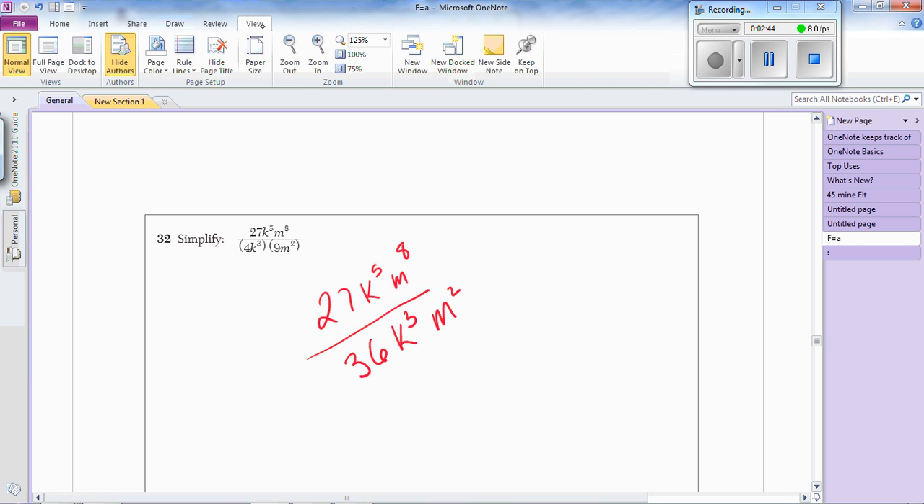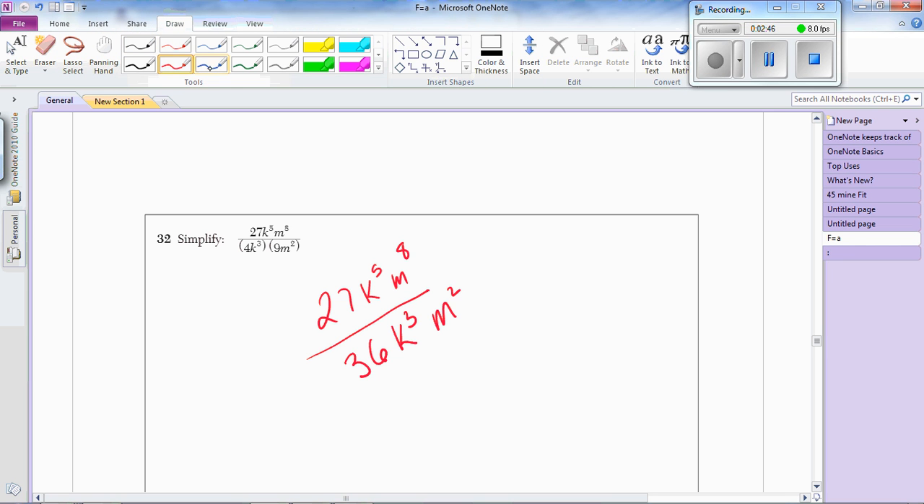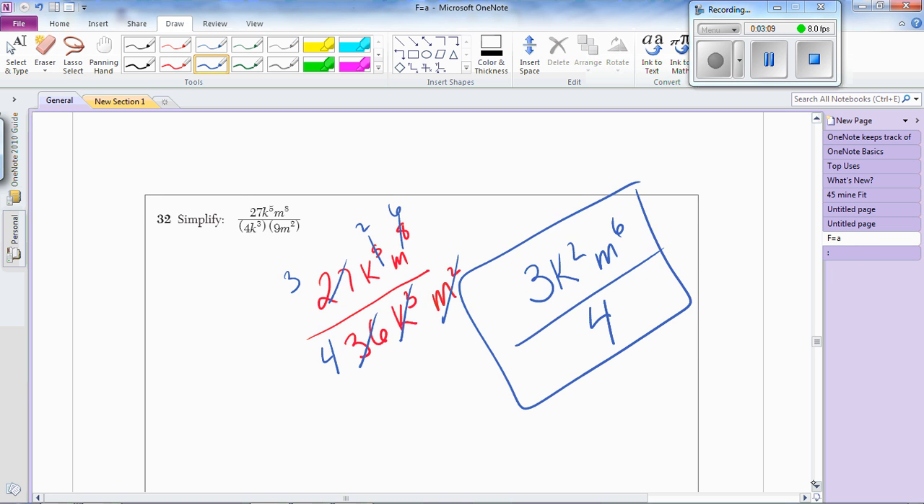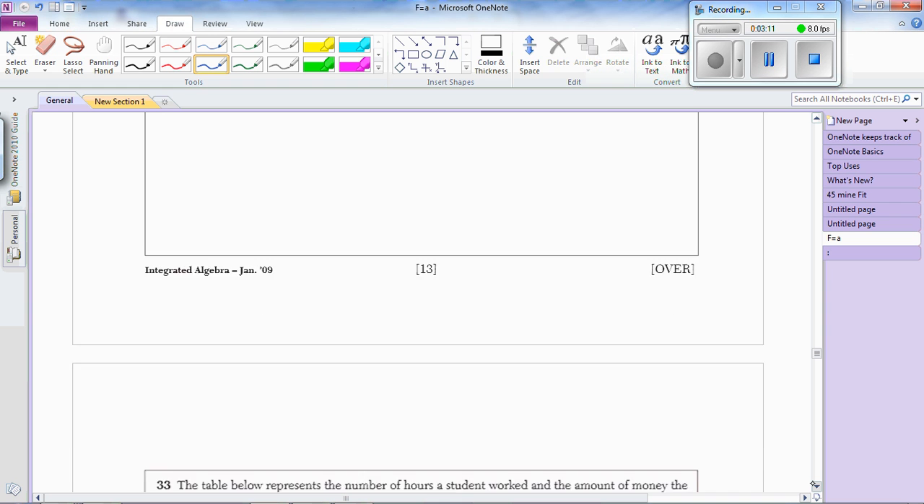Alright, so first things first, let's figure out what we got going on here. 9 goes in here 3 times, 9 goes in here 4 times. These 3 cancel with 3 of these, leaves me 2. These 2 cancel with 2 of these, leaves me 6. So my answer on the numerator is 3k squared m to the 6th all over the only thing left in the denominator, which is 4. There is my answer. Next question.